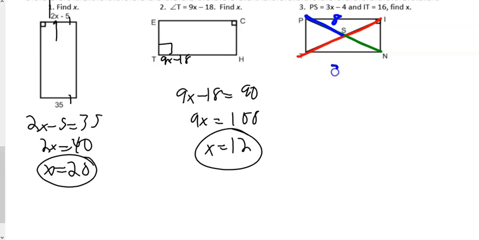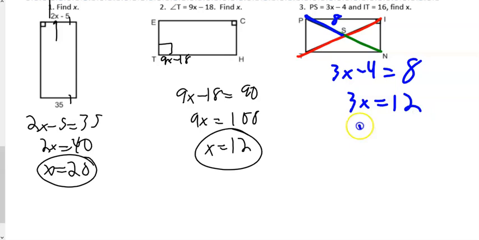Therefore, PS, which is 3x minus 4, is equal to 8. So we add 4 to both sides, we get 12. Divide by 3, and x is 4. If we plug that back in and check, we will get 4 for an answer. And that's it on rectangles.